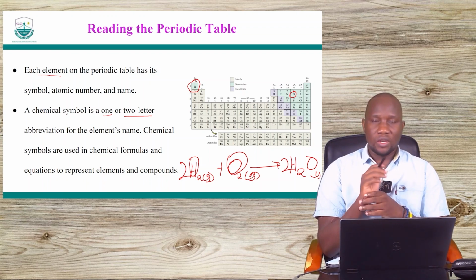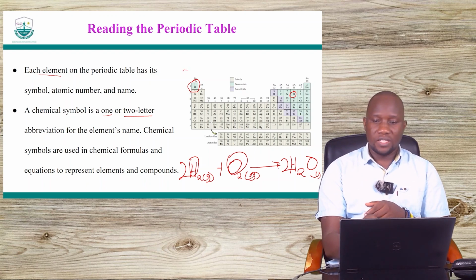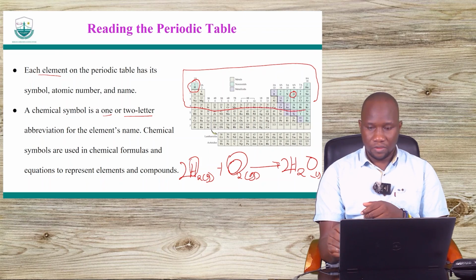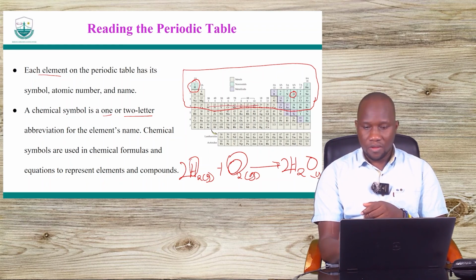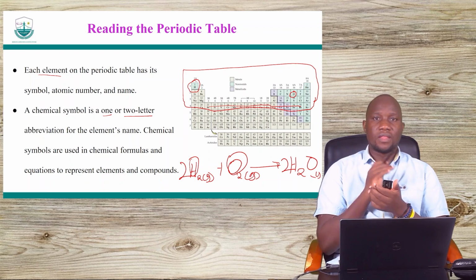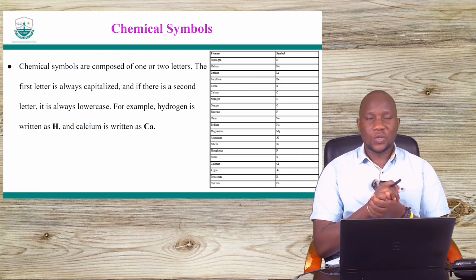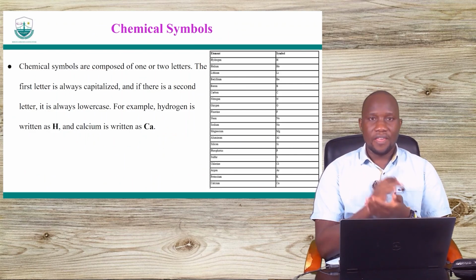We usually focus a lot on the first 20 elements of the periodic table. These ones fall under transition elements. We don't focus a lot on them. So the first 20, coming up to here, that's where we focus on. So the symbols for the first 20 elements are here.